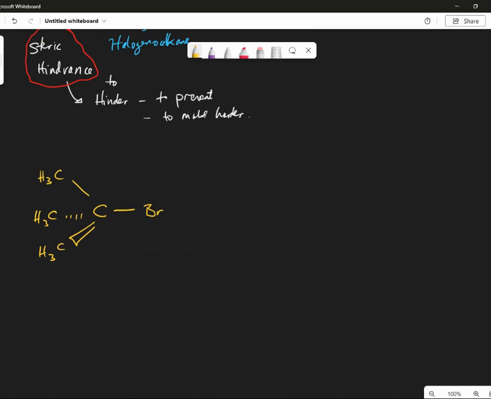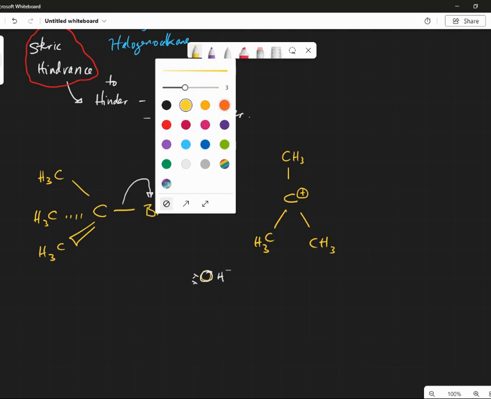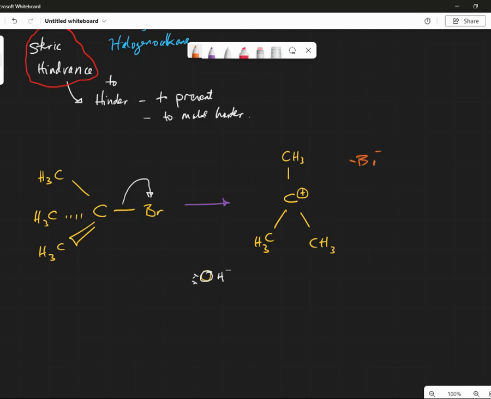Now, the OH minus is here, but it doesn't do anything because it can't attack. So what happens is these jump onto that on their own. And what do we get? We get a C, CH3, CH3, CH3, positive, because it's heterolytic bond fission, and the Br breaks off. And there's my Br minus.